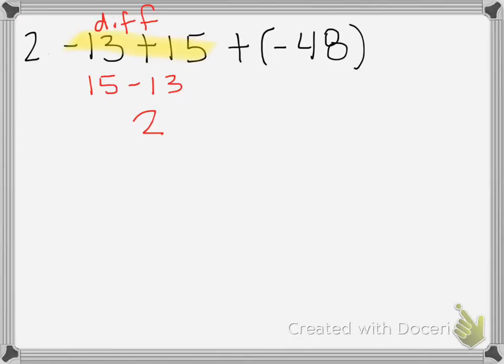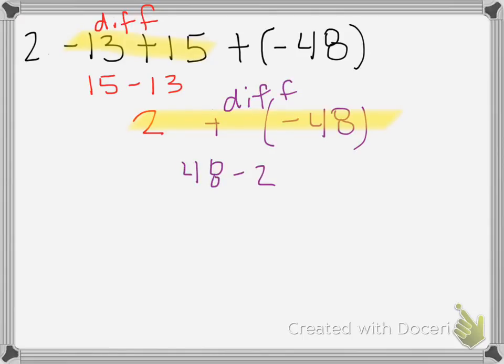Let me get a different pen color. Ooh, nice purple right here. Then we still have plus a negative 48. Now we're going to focus on this. Since they're different, we subtract them, which is 48 minus 2, and keep the sign of the bigger number. In this case, our bigger number is 48, so we keep the negative. 48 minus 2 is 46. So we have negative 46.